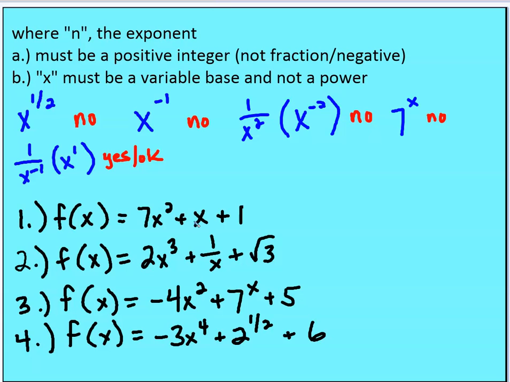All right, so let's take a look at some examples. If I have x to the power of 1/2, this is a fraction. This is not part of a polynomial function. X to the power of -1 is a negative exponent. This is not a polynomial function. Same as 1 over x squared, which is really x to the power of -2. That's not a polynomial function. Some integer value to the power of the variable, that's not a polynomial function. If I have 1 over x to the -1, it's really x to the positive 1. That's okay.